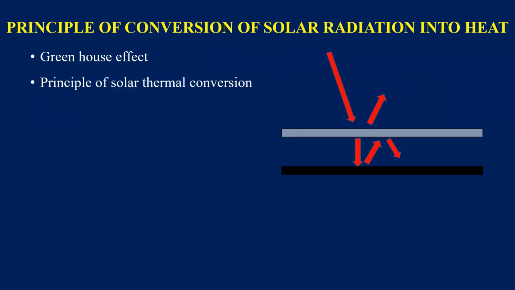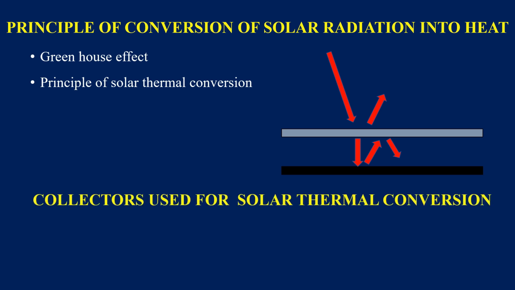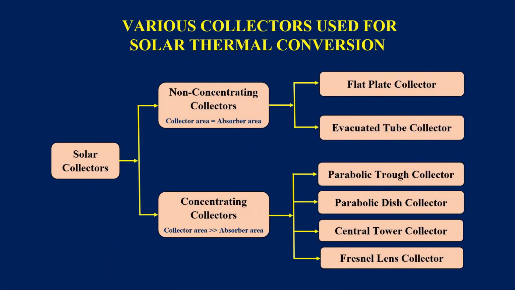Now we will discuss various types of collectors used for solar thermal conversion. So let us see what a solar thermal collector is. It is a device which is used to collect, by absorbing, the solar radiation and converts it into heat. This heat energy is further used for heating fluids such as water, oil or air, and for cooking food and for generating electricity. Now solar thermal collectors are mainly classified into two types.